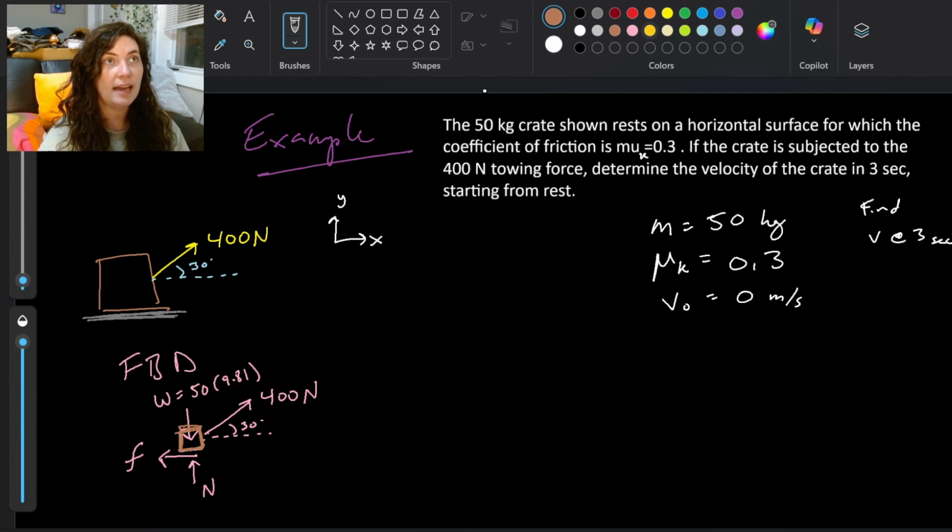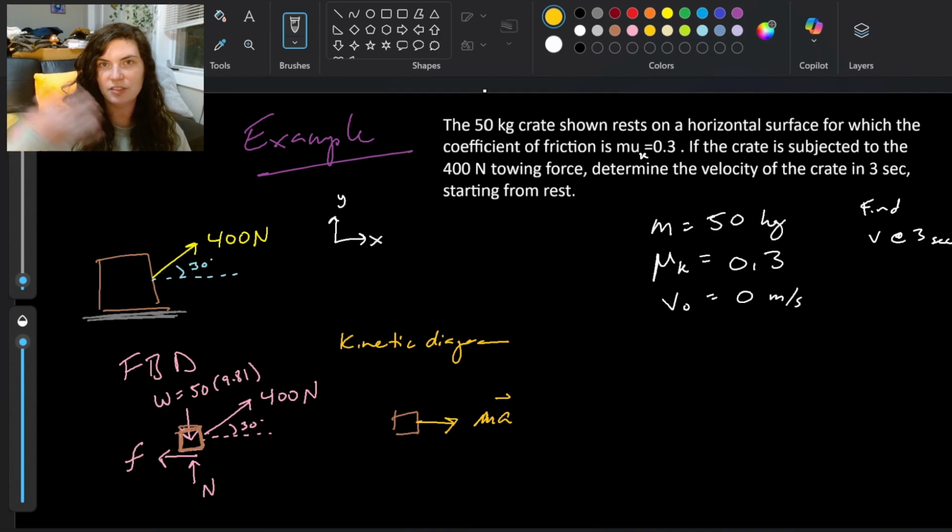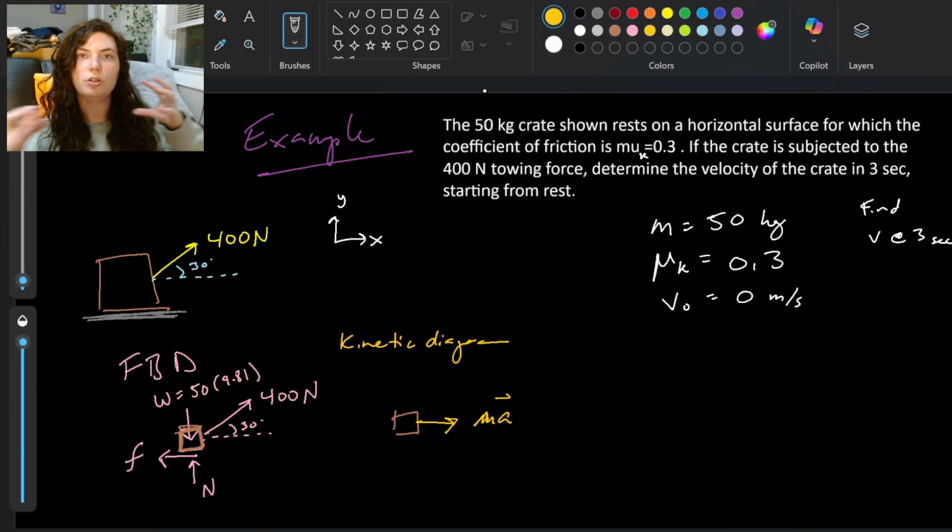Now, if we were to make a kinetic diagram for this guy, that's going to tell us which way our acceleration is going. So here's my little guy. And because of that towing force, my guy is going to be moving entirely in the x direction, right? This towing force doesn't actually lift the crate off the floor. He's not accelerating upwards anywhere in the y direction. He is just being pulled along the floor.